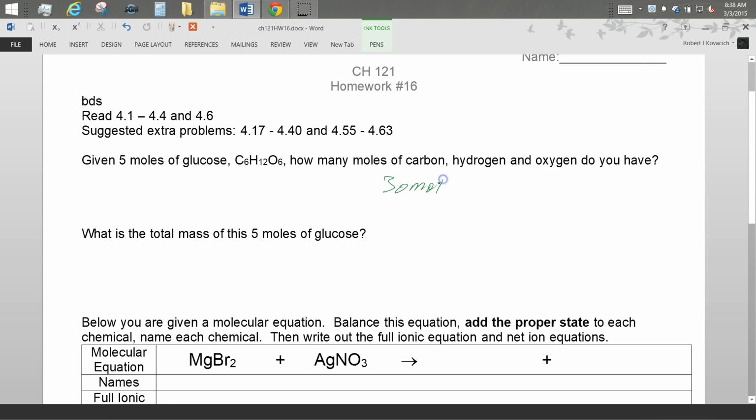So in this case, I'm going to have 30 moles of carbon, and we'll also have 30 moles of oxygen, and the hydrogen, 60 moles. Okay.